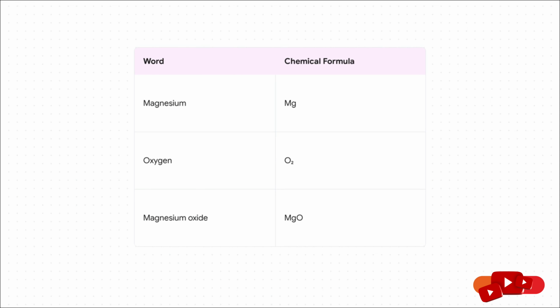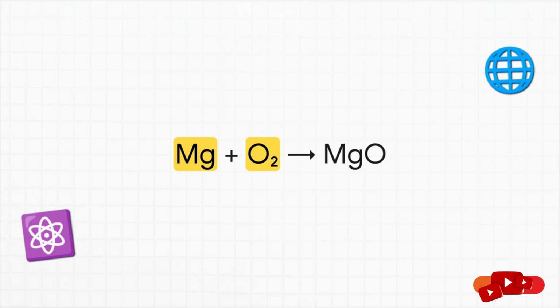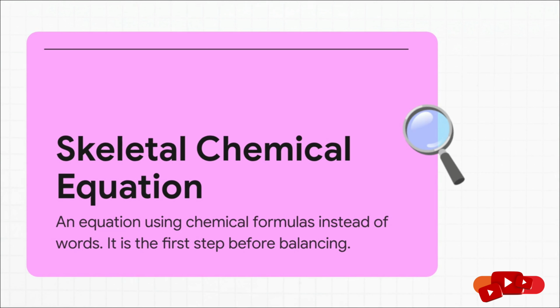So magnesium becomes Mg, oxygen becomes O2, and magnesium oxide becomes MgO. This is what makes chemistry so powerful and universal. And just like that, our word equation transforms into this. Mg plus O2, arrow, MgO. Now that looks like something you'd see in a science lab, doesn't it? It's short, it's precise, and anyone, anywhere can understand exactly what it means. Now, this kind of equation has a special name. We call it a skeletal chemical equation. Think of it like the basic skeleton or the blueprint for the reaction. It tells us which substances are involved, but it might not be telling us the whole story just yet. And that's a little clue for where we're headed next.